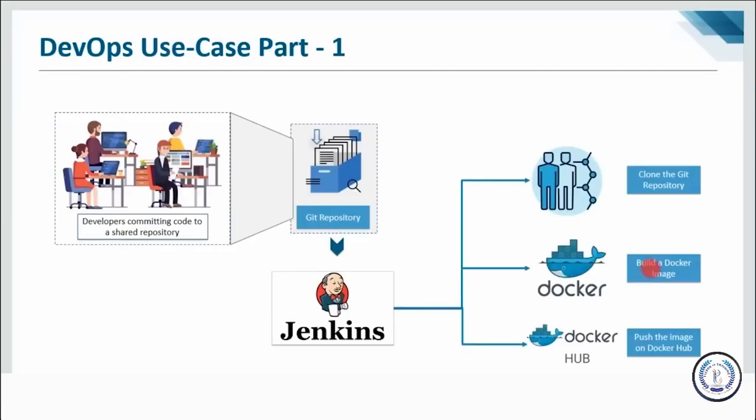So we have that Docker file, we'll use that to build an image. Once that image is built, we are going to test it and then push it onto Docker Hub. As I've told you, Docker Hub is nothing but like a Git repository of Docker images. So this is what we'll be doing.